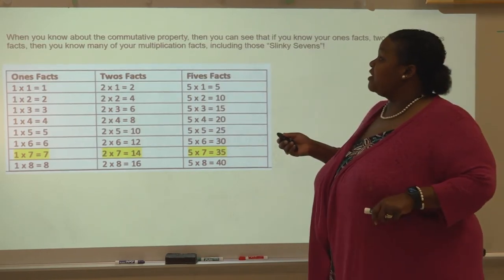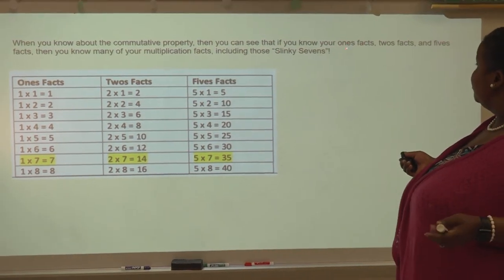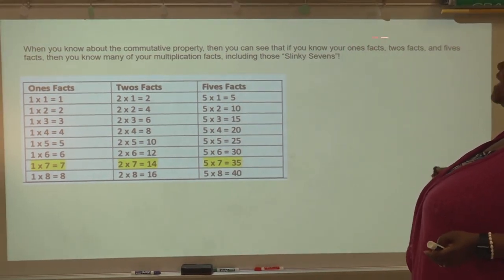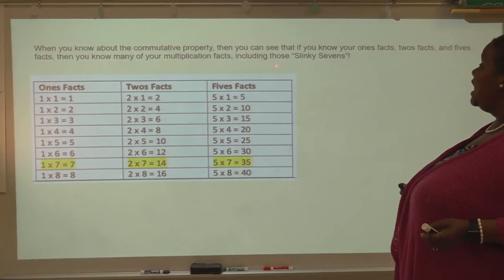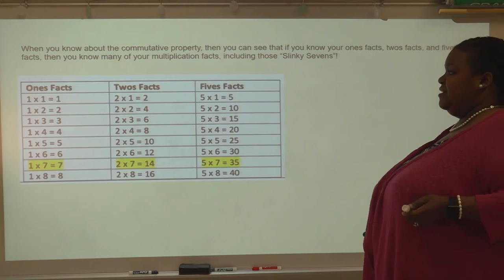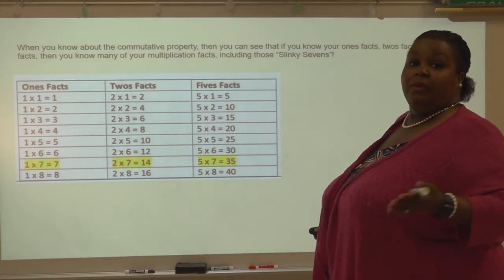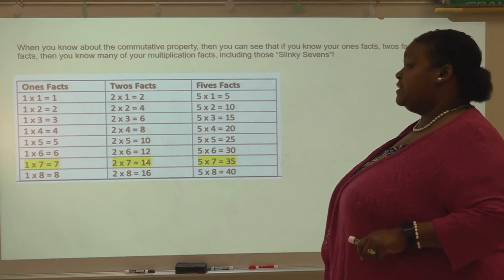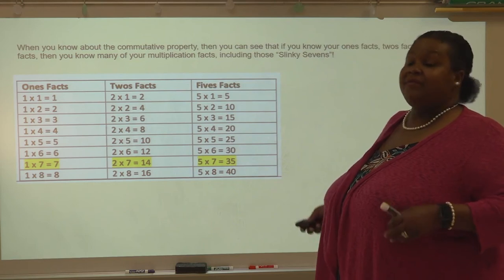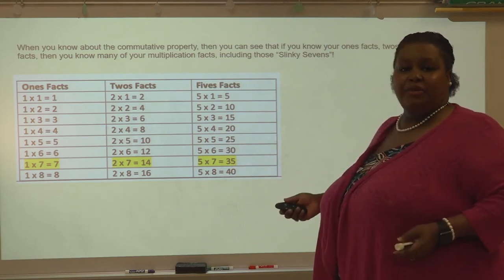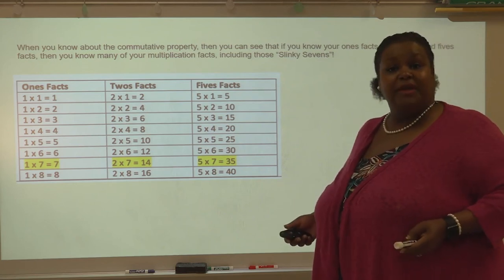When you know about the commutative property, then you can see that you know your 1s, 2s, and 5s facts. Then you know many of your multiplication facts, including those slinky 7s. So again, we all know 1 times 7 equals 7. 2 times 7 equals 14. 5 times 7 equals 35. So right off the bat, you know 3 of your 7 facts because of the commutative property of multiplication.